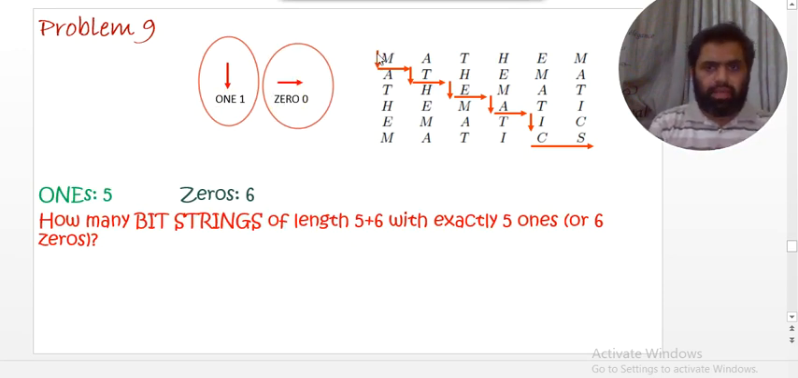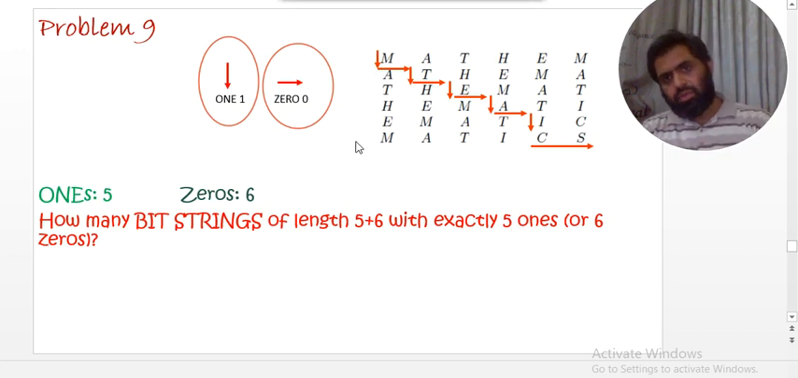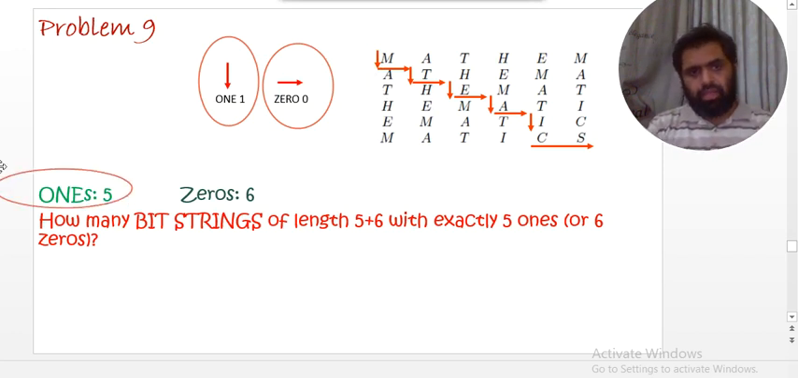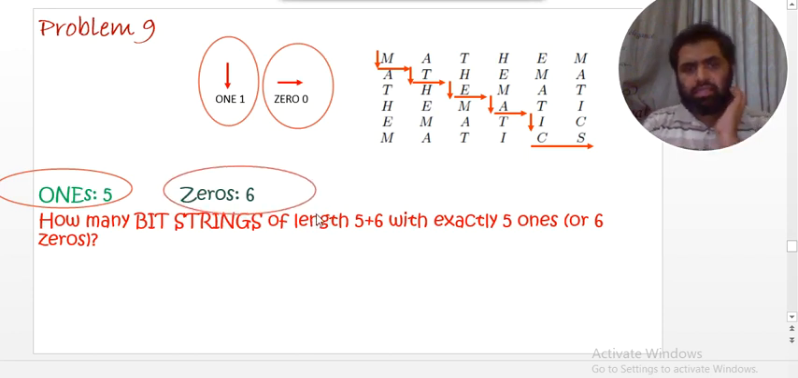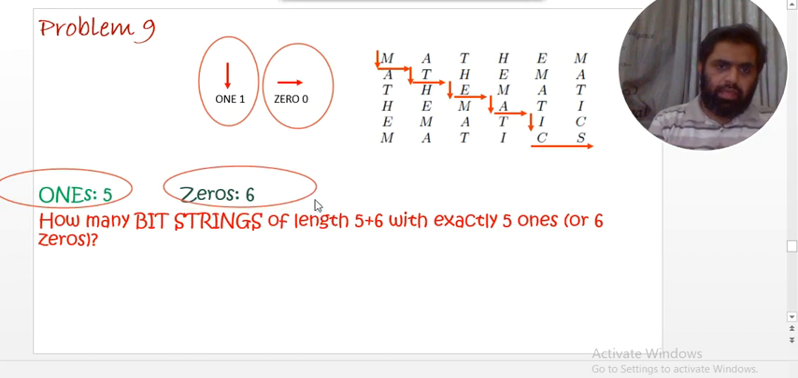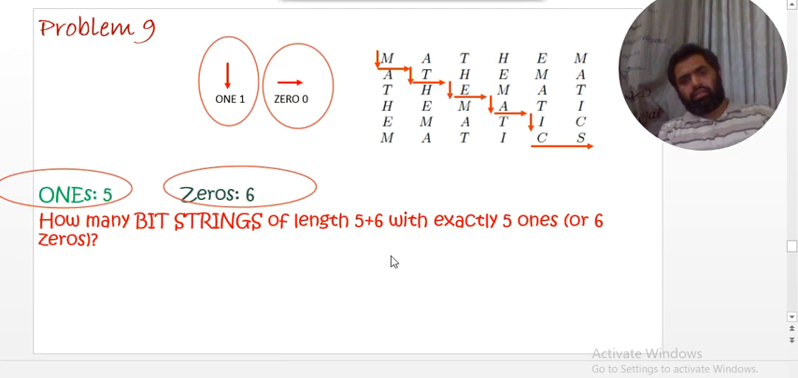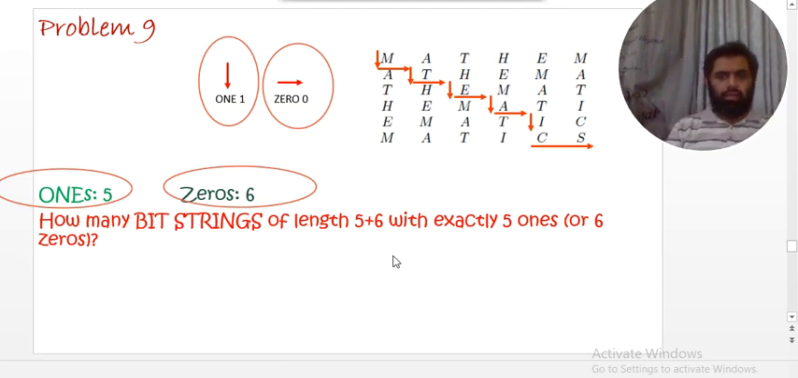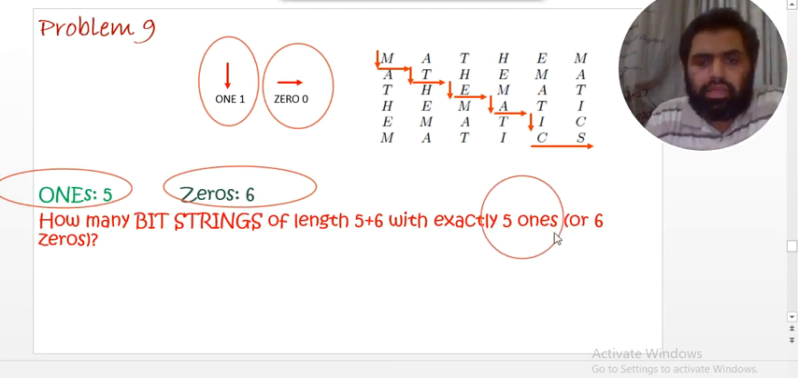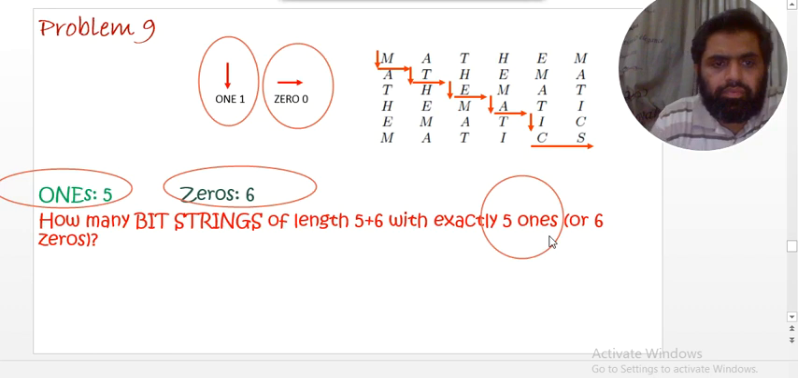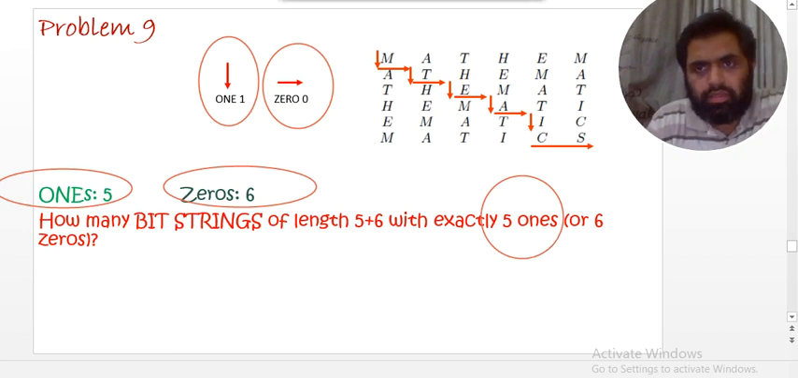So how many ones am I going to have? How many down arrows may I get? M to A to T, T to H, H to E to M. So I can have 5 ones, and I can have 6 steps in the right direction. So I have 6 zeros. So we have got binary strings whose length is 5 plus 6, 11, in which we have exactly 5 ones. So how many binary strings are possible with a length 11 and 5 ones? So the answer is, you know what the answer is.